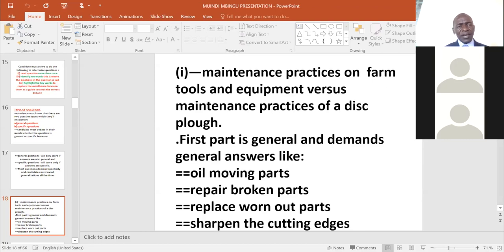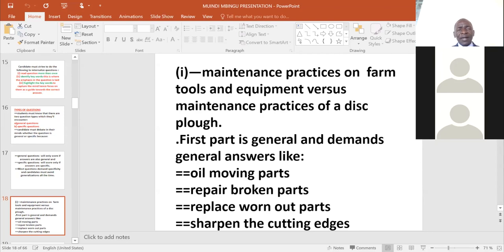Good, I can hear some answers. That is a general question. Why? Because it does not specify the tool or the equipment where we should carry out maintenance practices. Now listen to the next question.